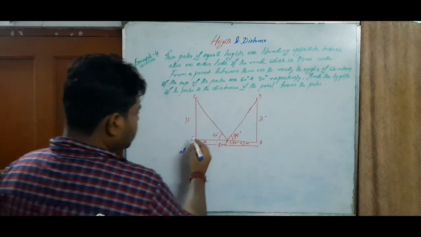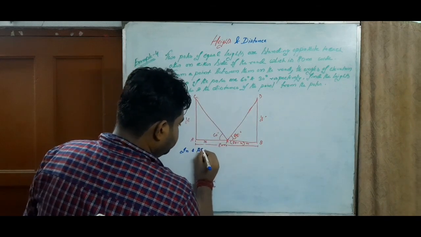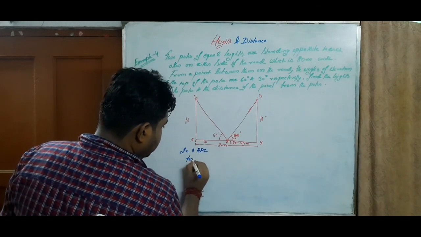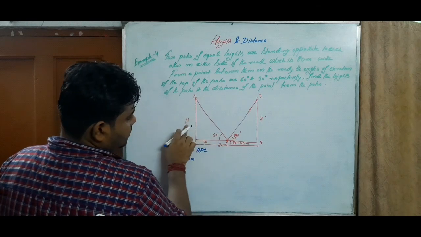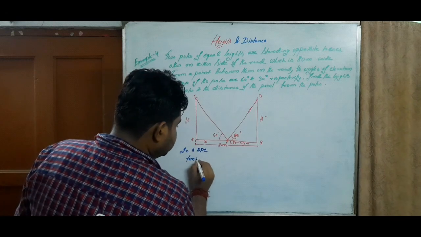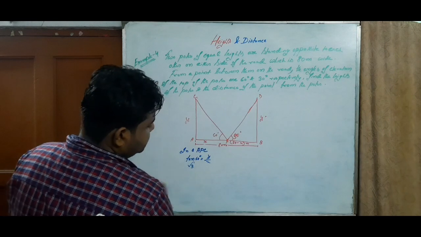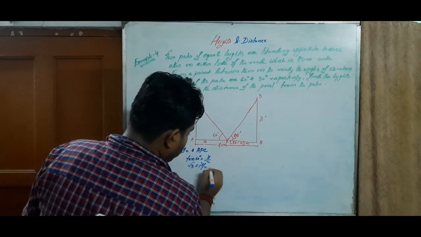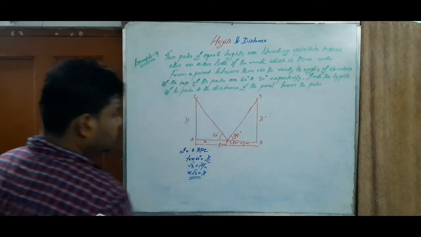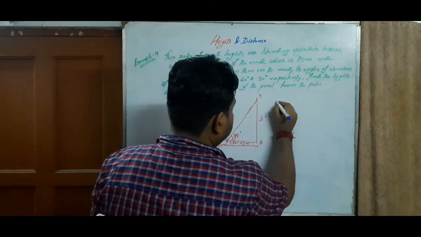In triangle APC, we write tan theta, because this is perpendicular and this is base. These two are given, and we have to find this. So tan 60 equals y by x. We know the value of tan 60 is root 3, so root 3 equals y by x, or x root 3 equals y. Okay, first equation.